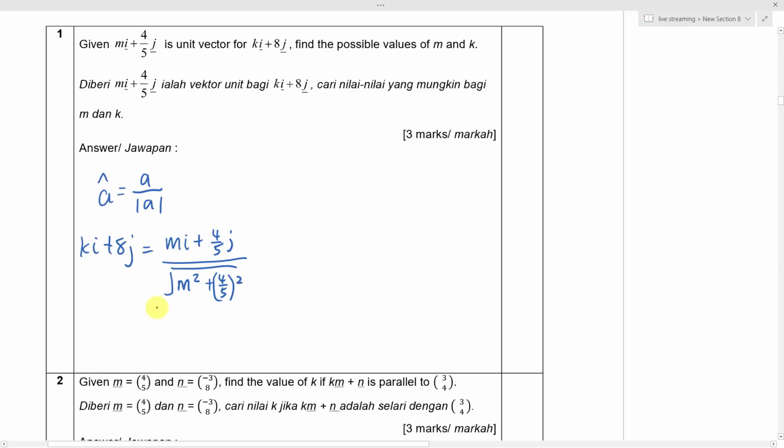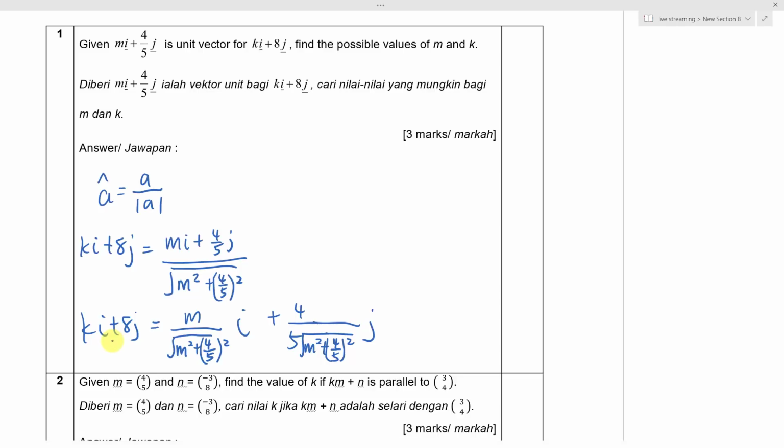Alright, what I need to do is some comparing here. I will separate them in terms of i and j. So I simplify this to m over the square root of m square plus 4 over 5 square, i, plus 4 over 5 times the square root of m square plus 4 over 5 square, j, which equals ki plus 8j. From here, I will need to find the k and m values at the same time.